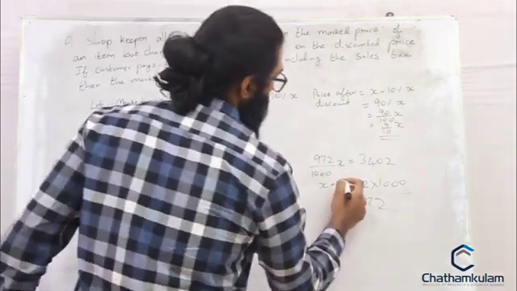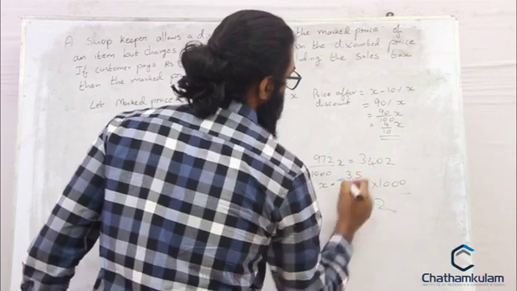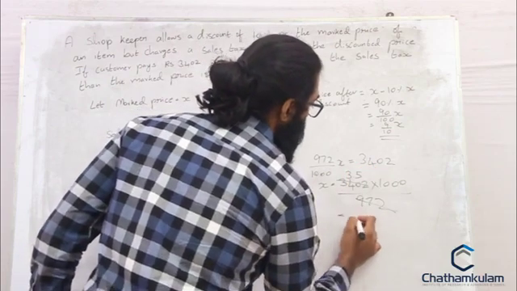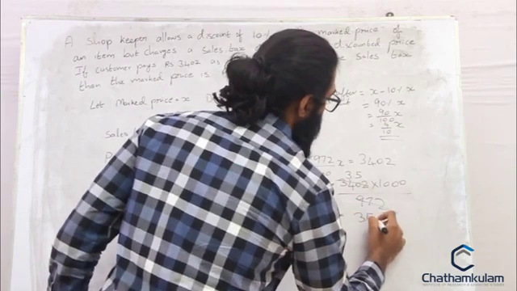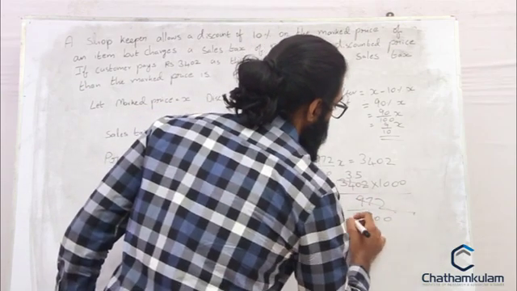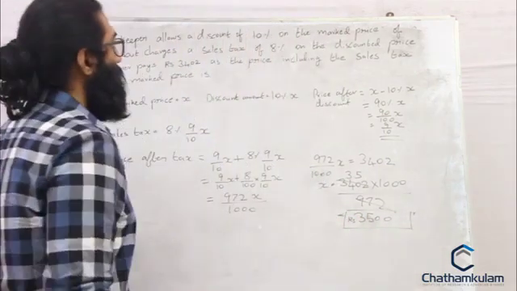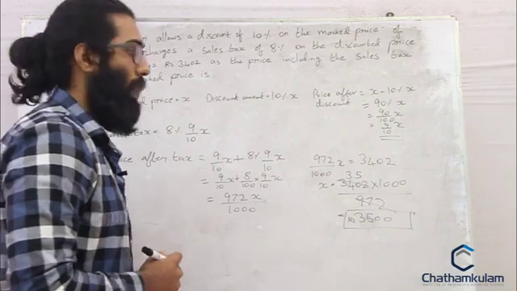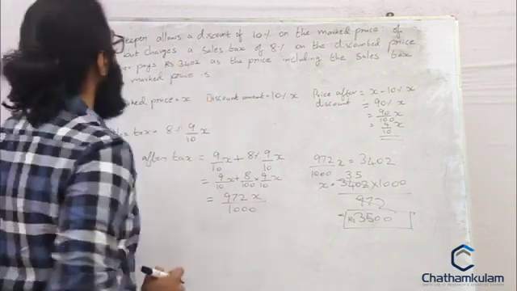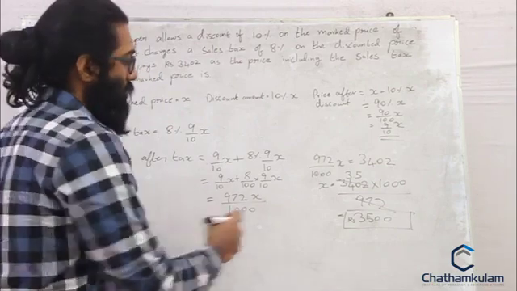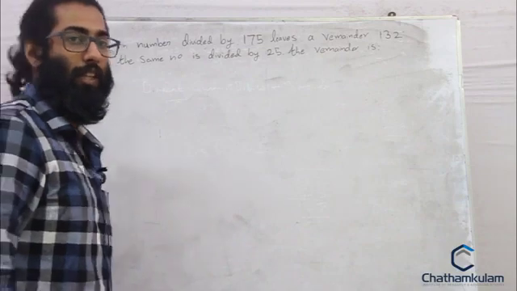So we cancel 3402 and 972 and get the value as 3.5. That equals 3.5 into 1000, which is 3500 rupees. So this is the value at which the commodity is sold in the market, but the customer got it for an amount of rupees 3402. So 3500 is our marked price. Let's see the next question here.